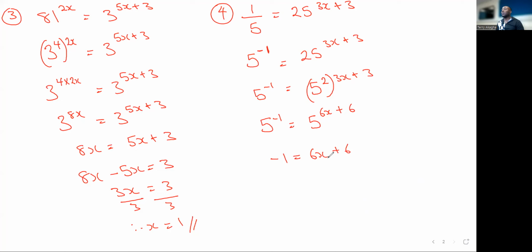Are you seeing it? Then we take 6 to the other side. So minus 1 minus 6 is going to give us 6x. Then we can say 6x is equal to minus 1 minus 6, which will give you minus 7. Then divide both sides by 6. So therefore, x is going to be equal to minus 7 over what? 6. All right. And that is that for the equalities law.